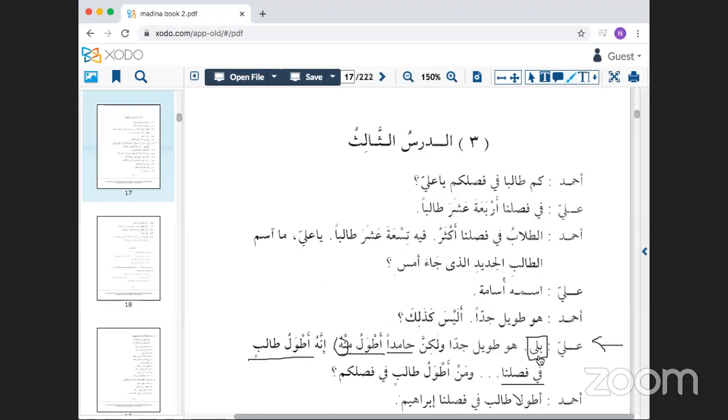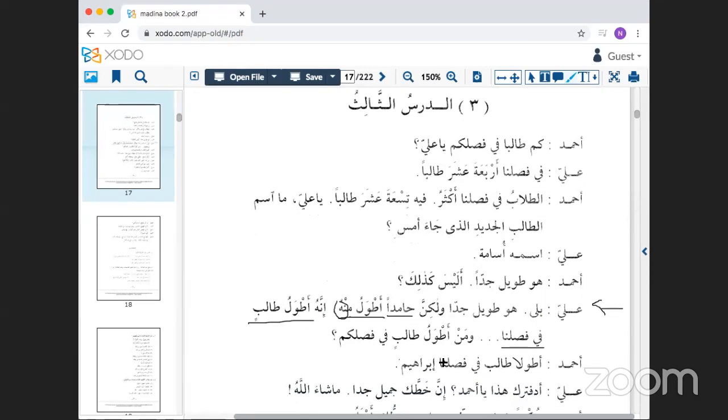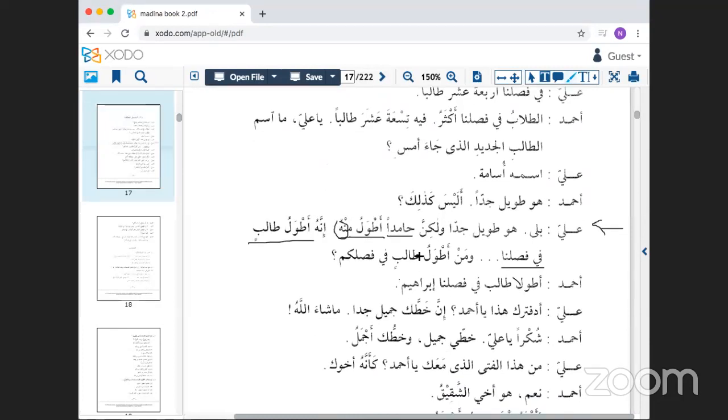So if I could get some of the brothers, inshallah, to volunteer to do some reading, and then immediately, in actual fact, in this very same line that we read last time, which was the saying of Ali. He said, Bala. He responded to Ahmed. Ahmed said, Alaysa kadhalik. And he said, Bala. So if I can get someone to read over here, please, where the arrow is. Go ahead, Akhi Fayyaz. Starting from Bala? Yeah, so Abu Hassan, if you can read it, Ahmed.